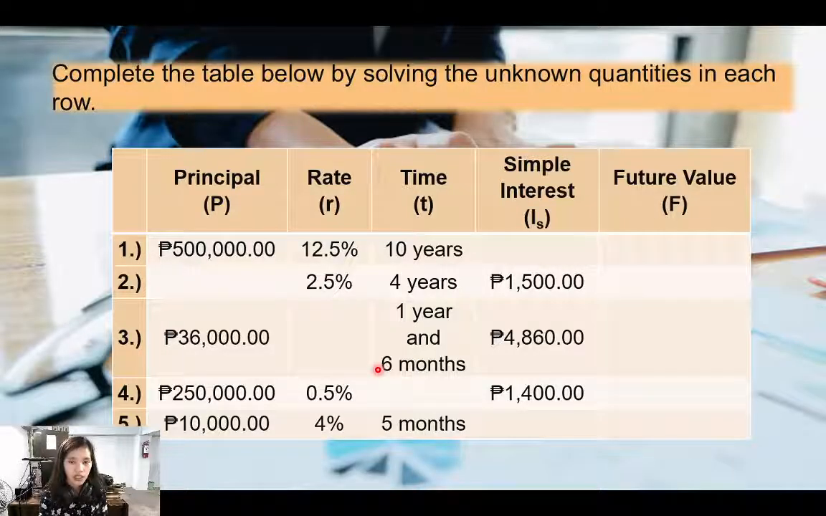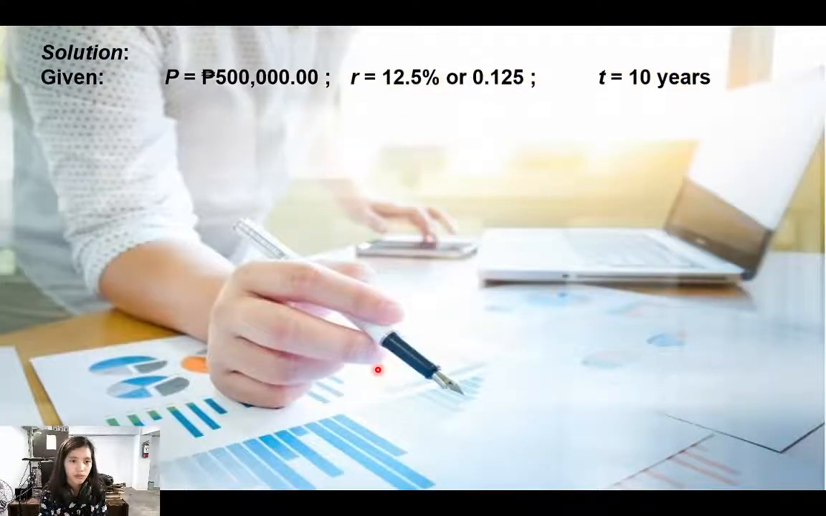what we will find is the simple interest and future value. So, the given are, P is equals to 500,000 pesos. R is equals to 12.5% or 0.125. T is for 10 years. It is better that we convert the rate R when it is in percent. We convert it to a decimal because it is easier to compute on the calculator in decimal form. But if your calculator can handle percent, then that is okay too.